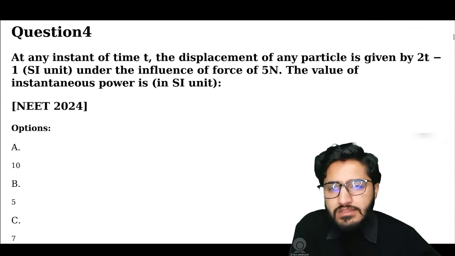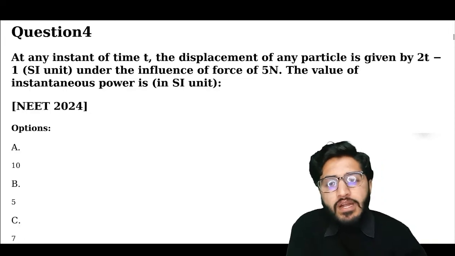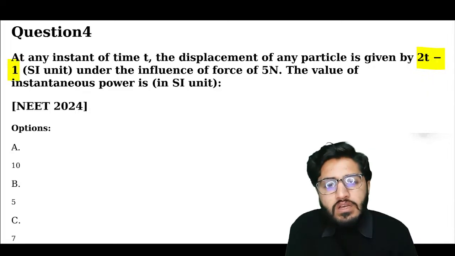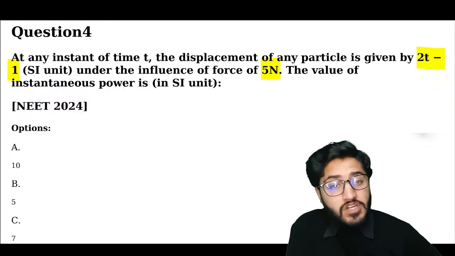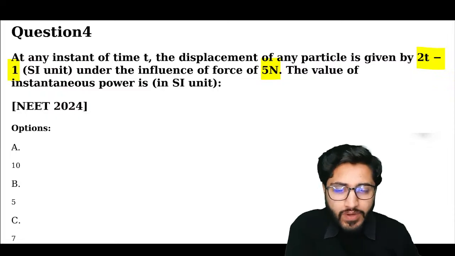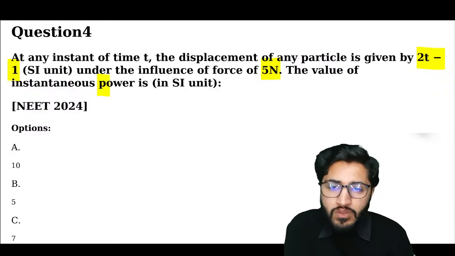Next numerical is, at any instant of time, displacement of particles. So displacement is given to me. It is 2t minus 1. Force is given to me. Displacement is a function of time here, and force is given to me. Now, these are all in the SI units. So what I need to find, I have to find out power.